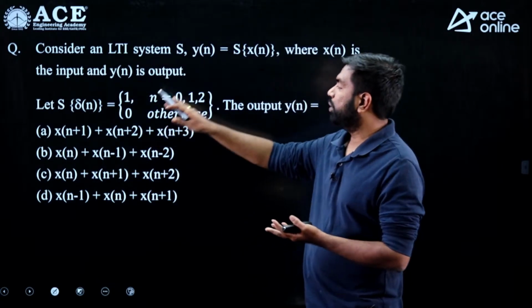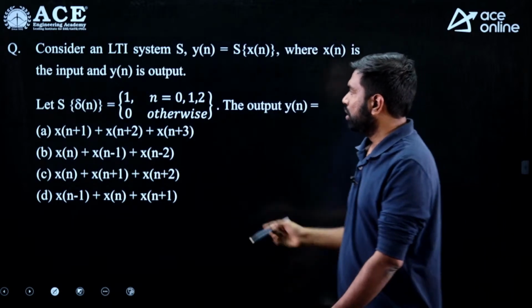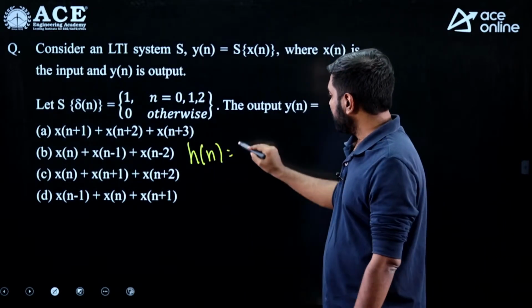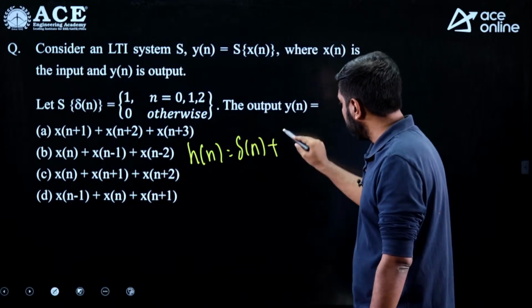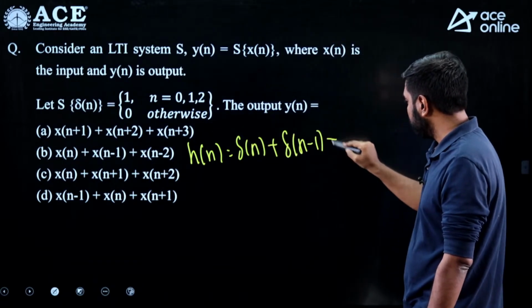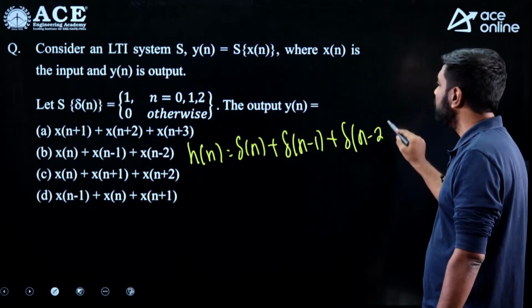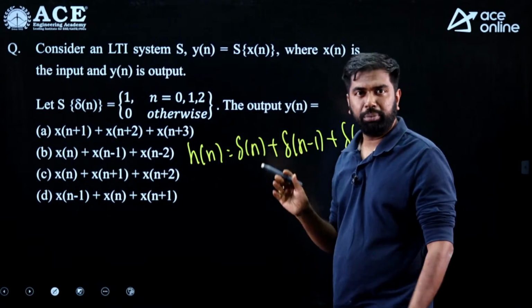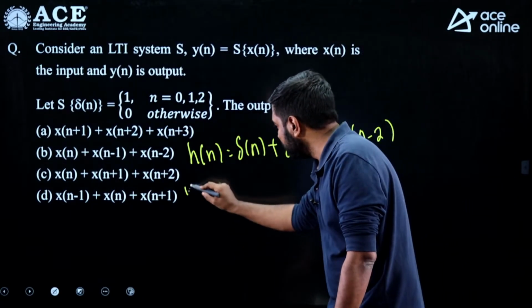The impulse response is 1 whenever n is 0, 1 and 2. So it can be written like this, h[n]. So it can be written as delta[n] plus delta[n minus 1] plus delta[n minus 2]. It's a LTI system. You know the impulse response, and x[n] is the input. How do you find the output? It is a very simple expression.